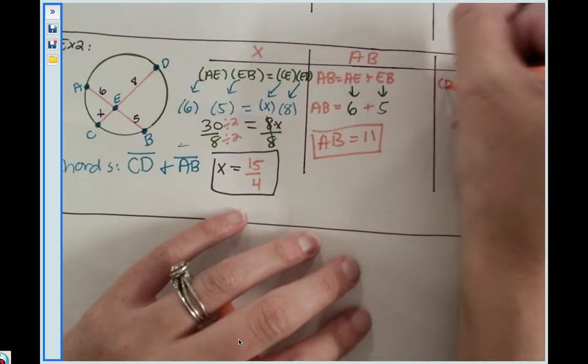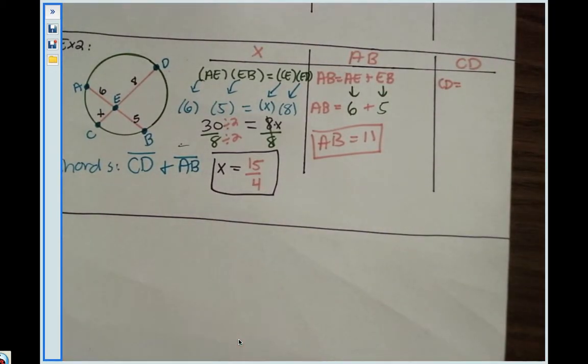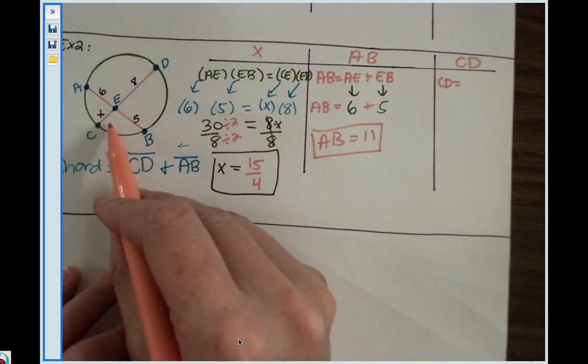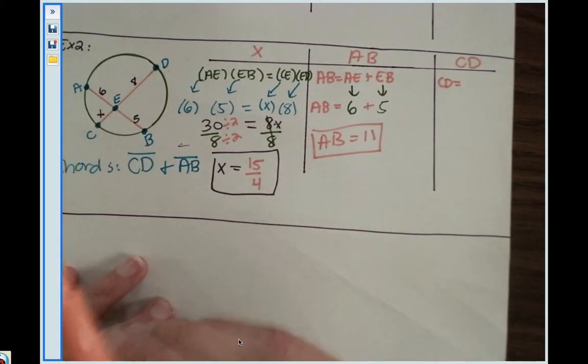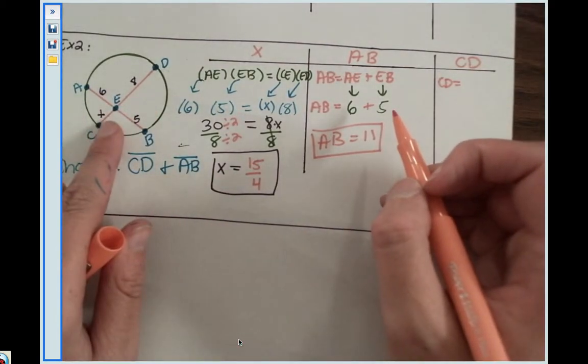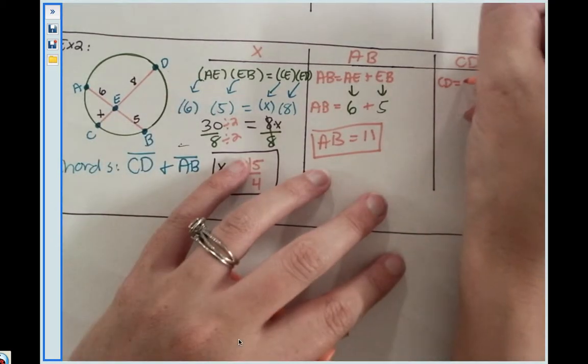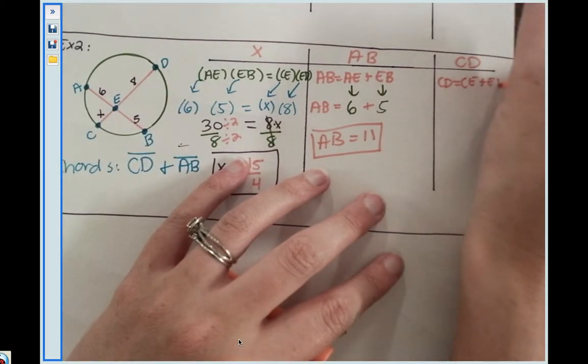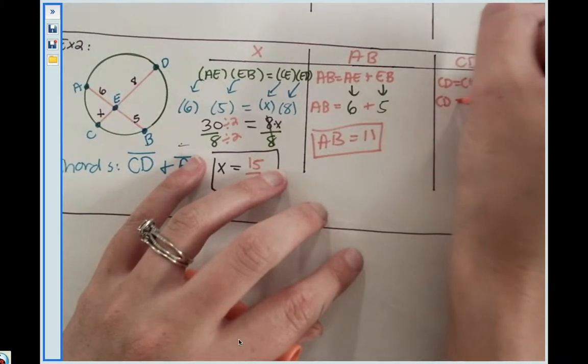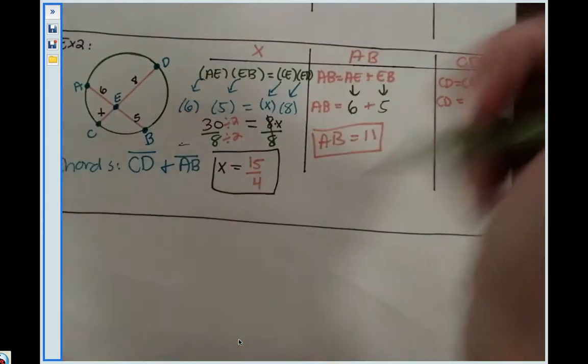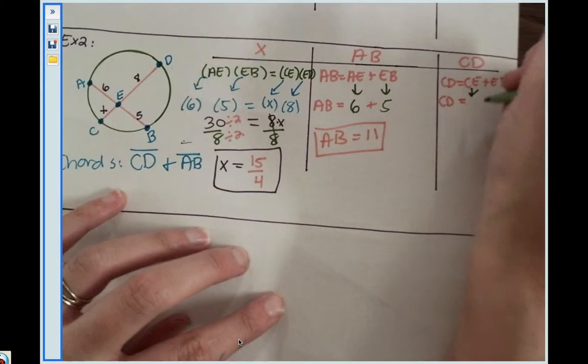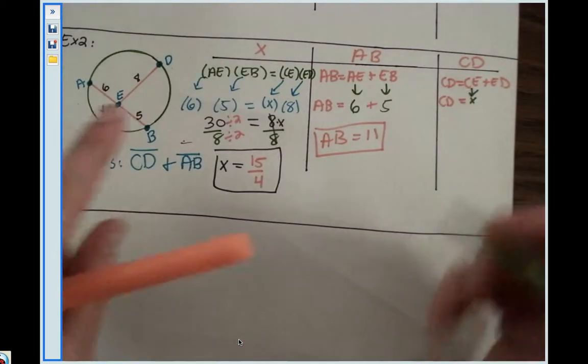So CD equals which two segments make up CD? It is CE and ED. You guys are geniuses. So I'm going to add CE to ED. All right, let's start filling in some values. So CD will equal CE, which is X, and then ED, which is 8.